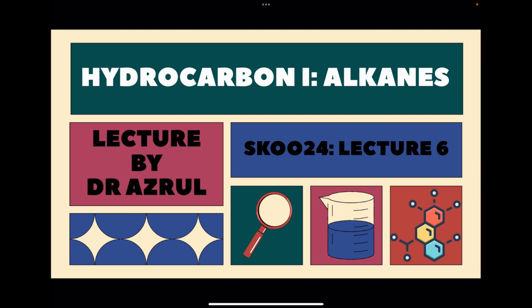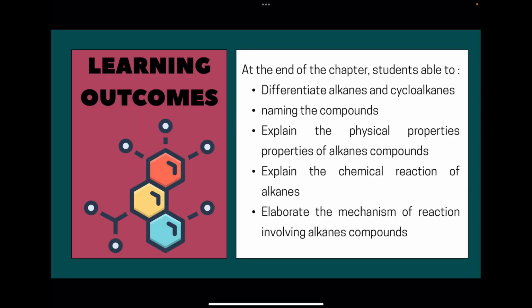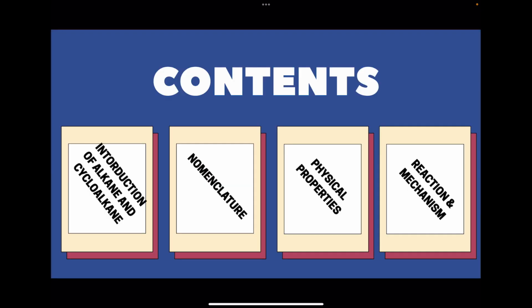So we continue with the new chapter in organic chemistry, which is the hydrocarbon part 1 about the alkanes compound. At the end of this chapter, students should be able to differentiate between alkane and cycloalkane, name the compound, explain the physical properties of alkane compounds, explain the chemical reaction in alkanes, and also elaborate the mechanism of reaction involving alkanes compound. So this is the content for this lecture.